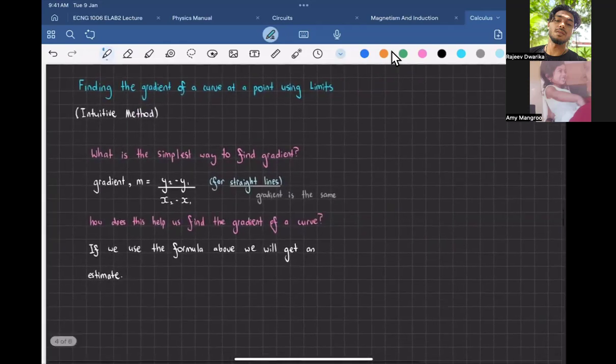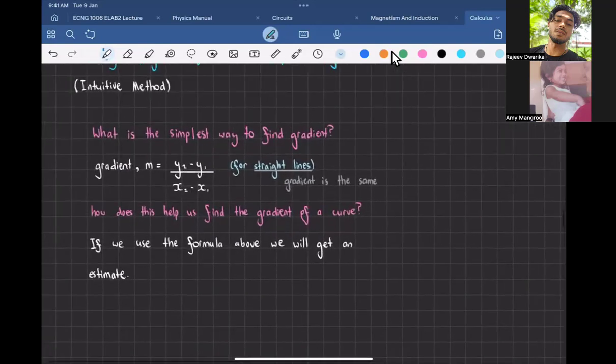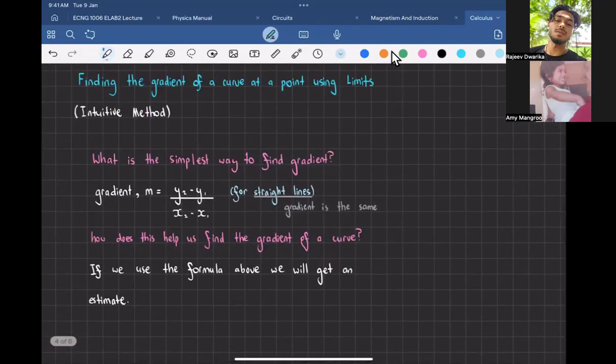Right, and let's look at that. By the way, again, I'm moving too fast. I'm trying to copy this up. No, I copied it down. Okay, cool. You have everything there? No, I'm not writing. How does this help to find the gradient of a curve?